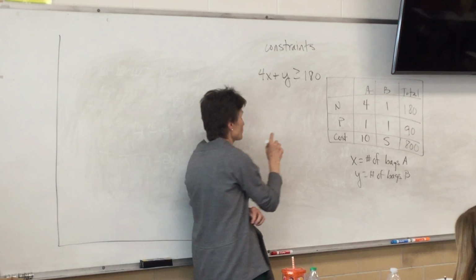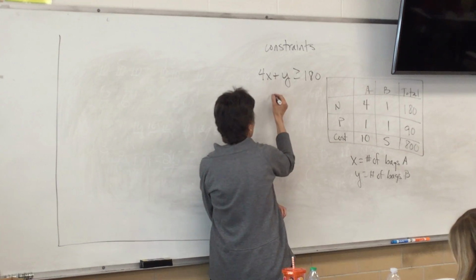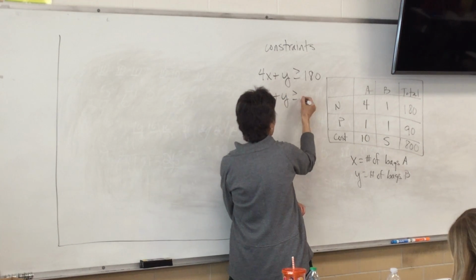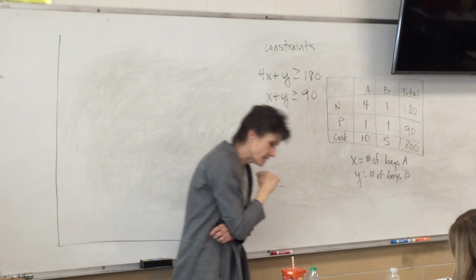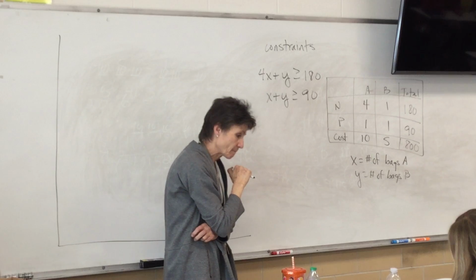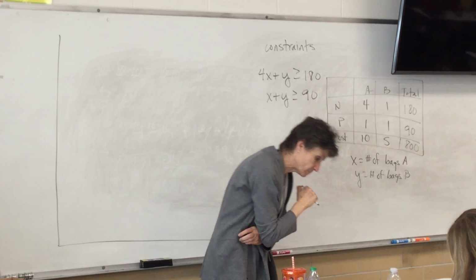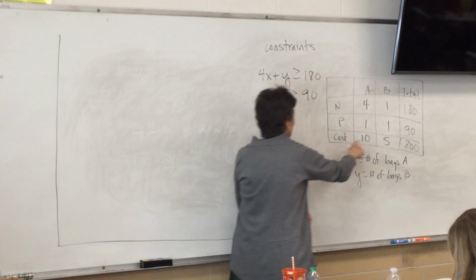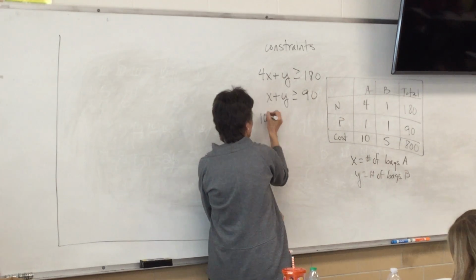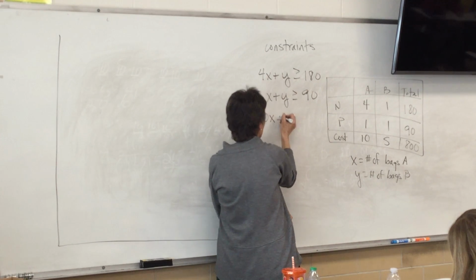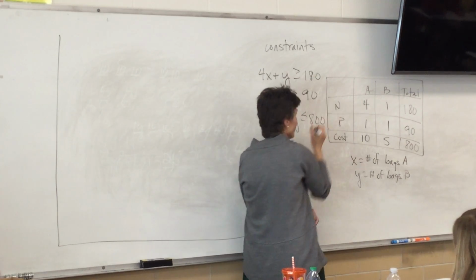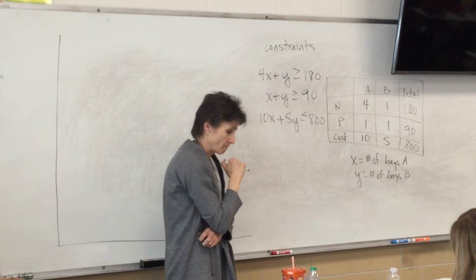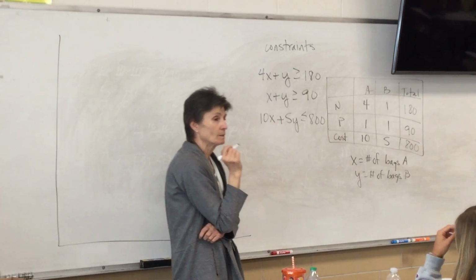All right, what about the next row? What does this row say? X plus Y is greater than 90. Greater than or equal to 90? I need at least 90. And then what does this one say? 10x plus 5y, watch it, is less than or equal to 800.